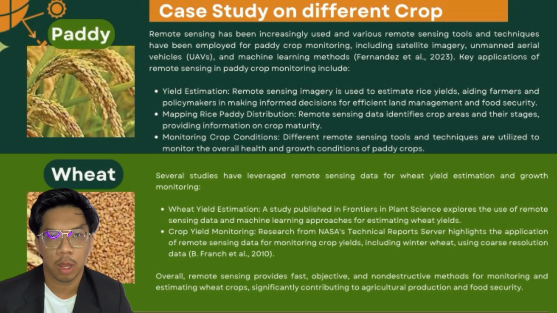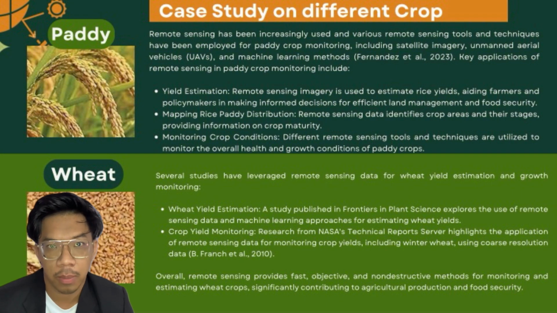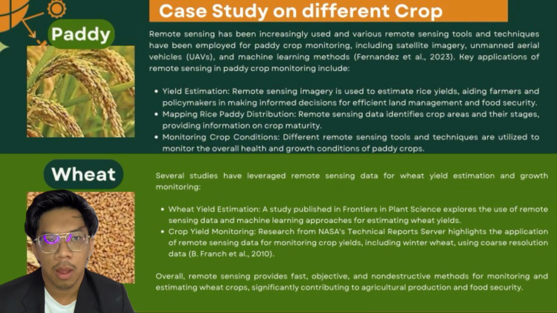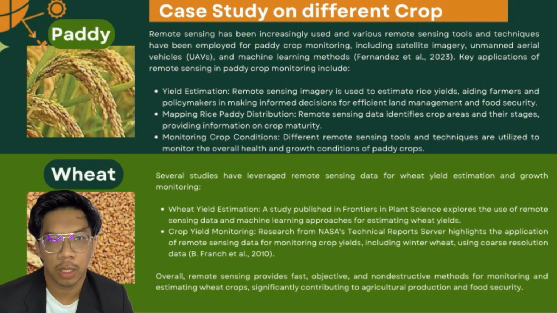Alright, for the case study on paddy, we can conclude a yield estimation. Remote sensing imagery is used to estimate the rice yield, aiding farmers and policymakers in making informed decisions on efficient land management. Next is mapping rice paddy distribution. Remote sensing data will identify the crop areas and their stage, providing information on crop mortality. And next, it can monitor crop condition. Different remote sensing tools and techniques are utilized to monitor the overall health and growth condition of paddy crops.